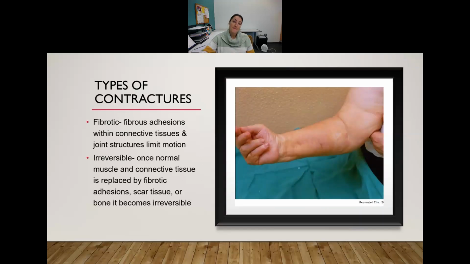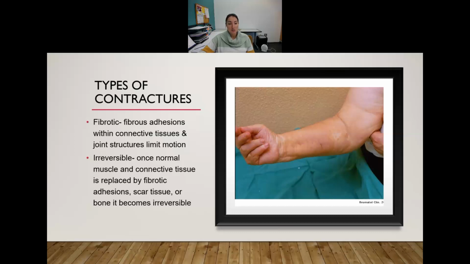Fibrotic, fibrous adhesions within the connective tissue and the joint structures limit the motion. Here it's maybe a little hard to see, but it looks like she had some type of burn or a significant size wound, and once it healed, there was significant scar tissue, and that can cause a fibrotic adhesion that limits movement, especially if it crosses a joint.